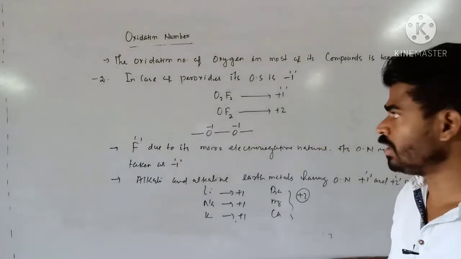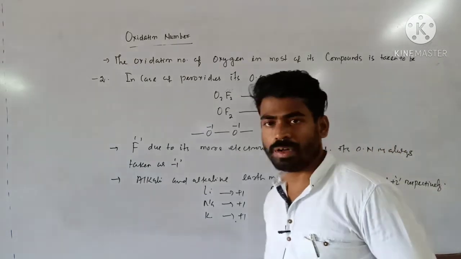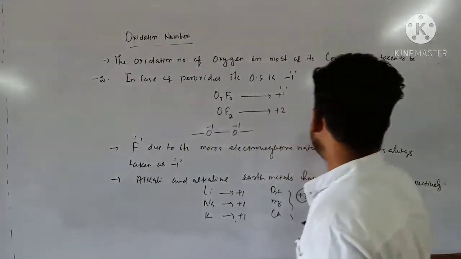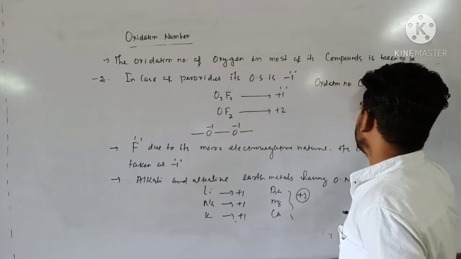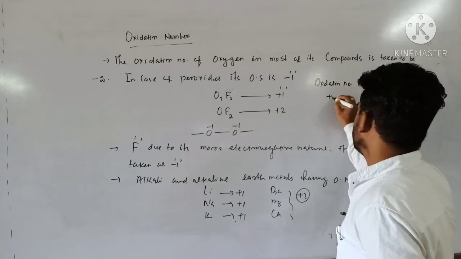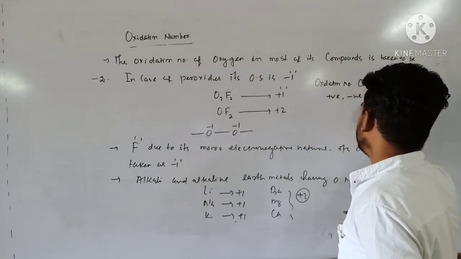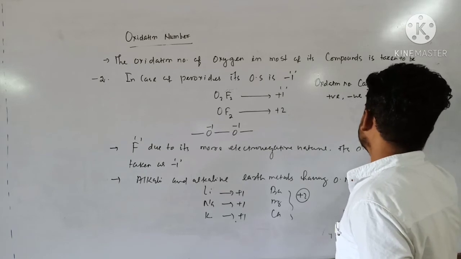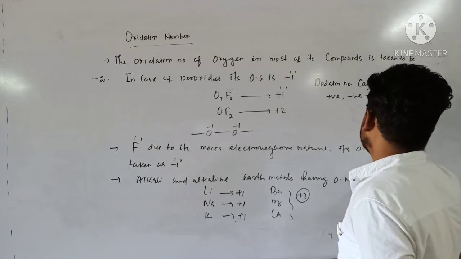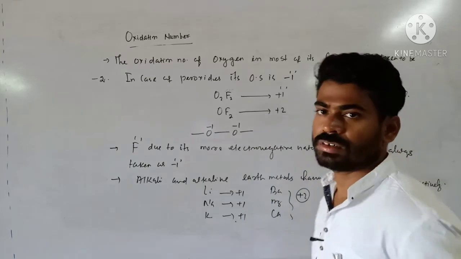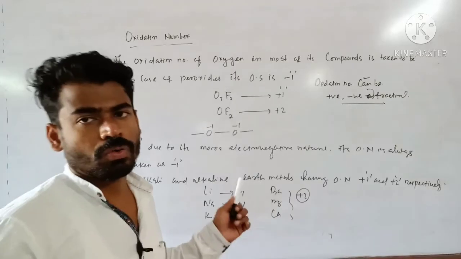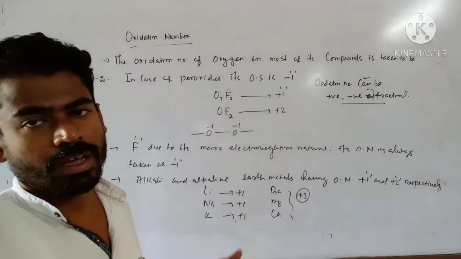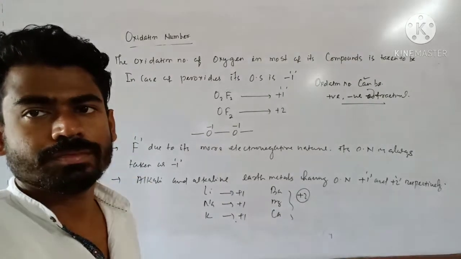Okay. And another thing to remember: the oxidation number can be positive, negative, or even fractional. Clear? So remember these points, which will be helpful to calculate the oxidation number of any element in a compound.